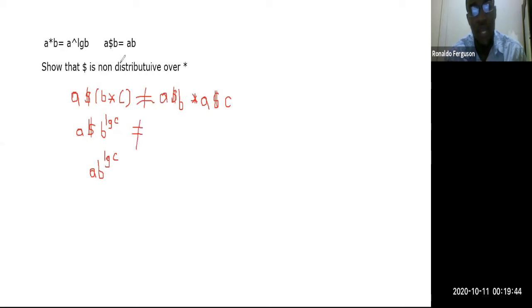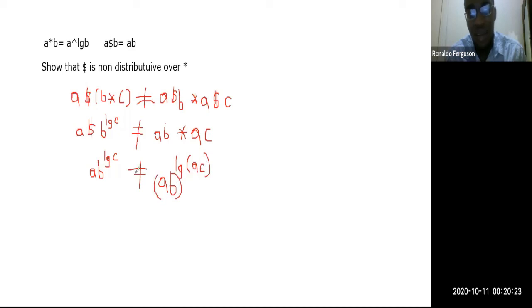So now let's work out the right hand side. Now A dollar sign B is AB star A dollar sign C is AC. And so now what we have is AB star AC. Now AB star AC is the first number AB raised to the power of the second number AC. Now AB raised to the log of AC, remember AB, it's all of this, AB raised to the power of the log of AC.